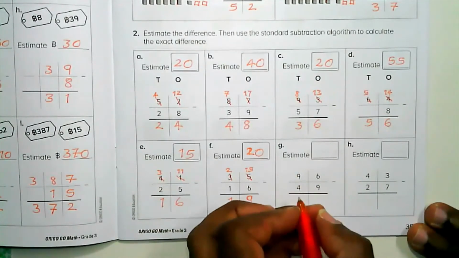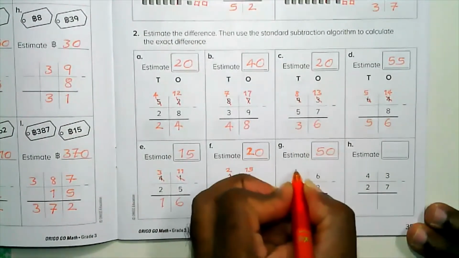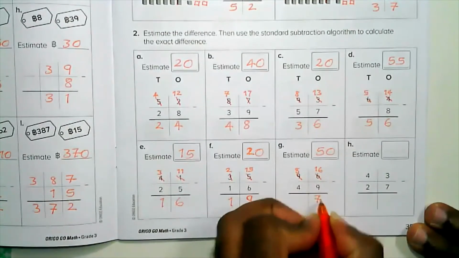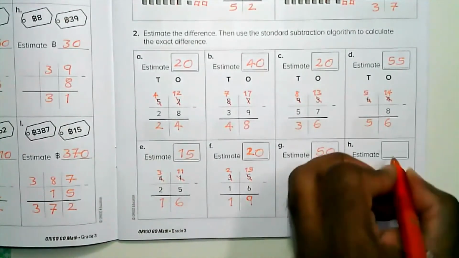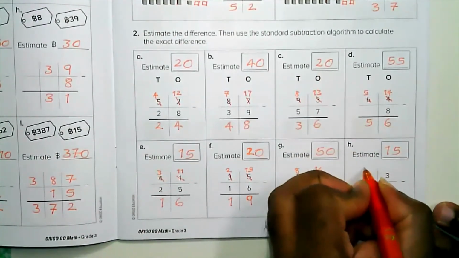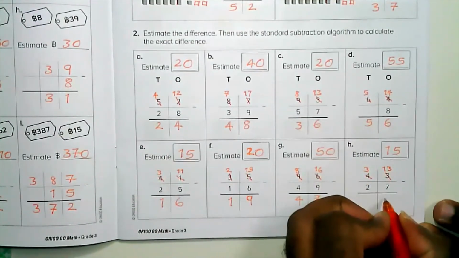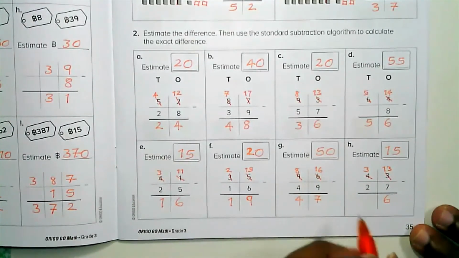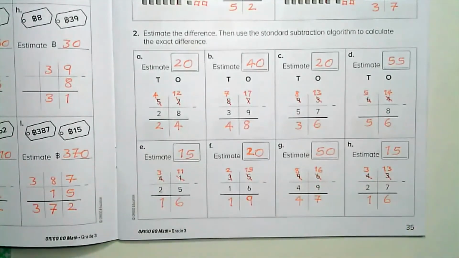let's say 50. Now let's see, borrow 1, this remain 8. This will be 16. 16 minus 9 will be 7. 8 minus 4, that will be 4. Very close. Now this one, estimate 15. Now let's see. Borrow 1 from here, remain 3. Bring the 1 here, will be 13. 13 minus 7 will be 6. 3 minus 2 will be 1. 16, very close. There you have it, folks.